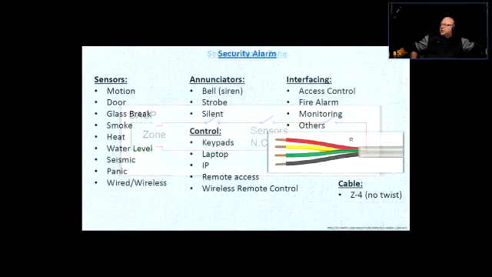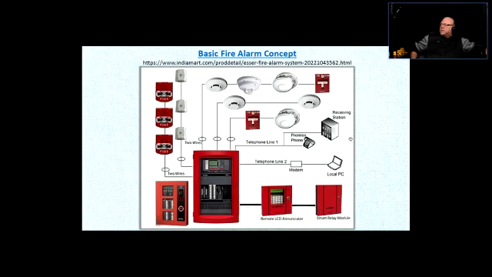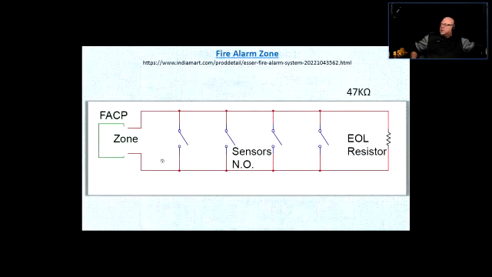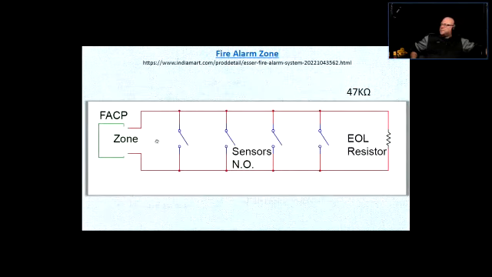All right, now let's look at the fire alarm. It's a little bit different. Things are connected in parallel, all right? So if this is a zone, the zone has to see an end-of-line resistor, EOL resistor.